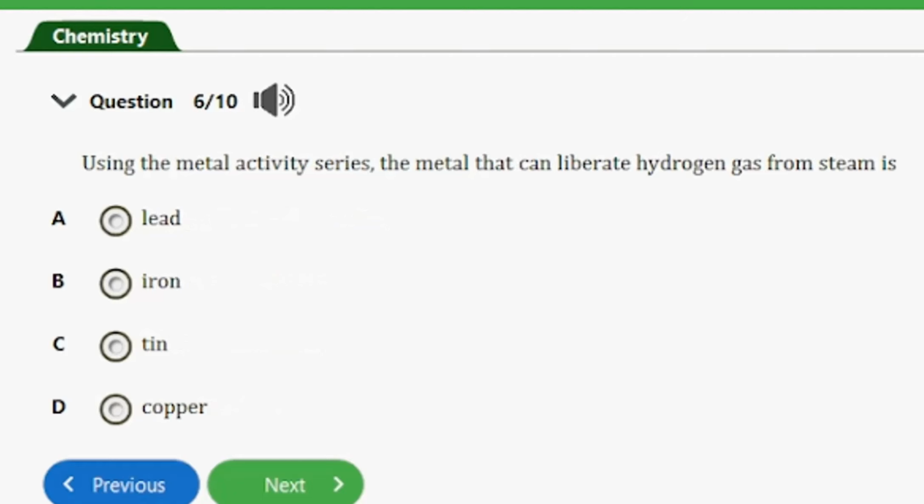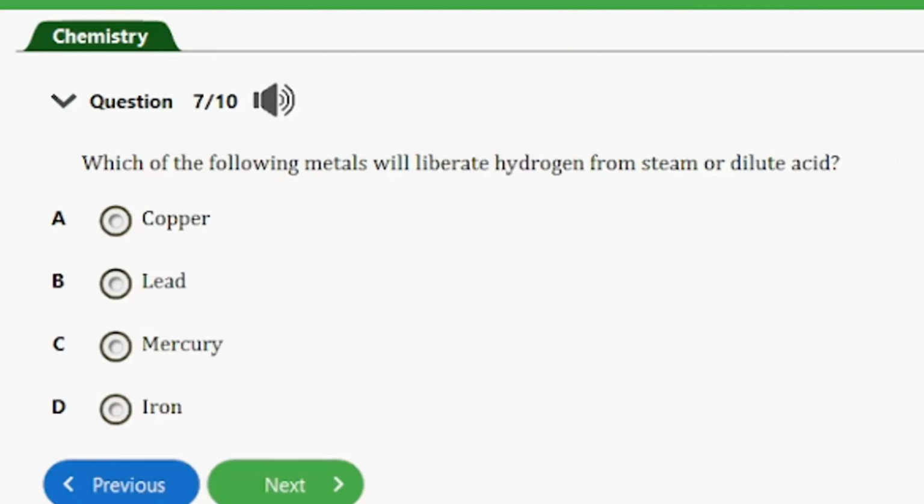Question number 6, it says, using the metal activity series, the metal that can liberate hydrogen gas from steam is A. lead, B. iron, C. tin, and D. copper. So I guess you must have actually tried out this already, and you must have guessed rightly as well. The answer to this question, guys, is option B, and that's iron. So let's consider the next question.